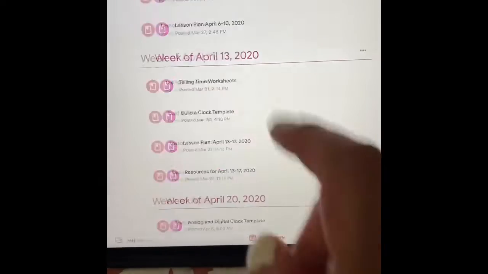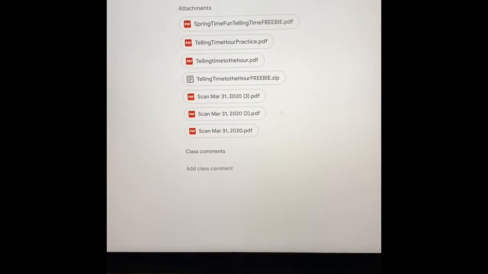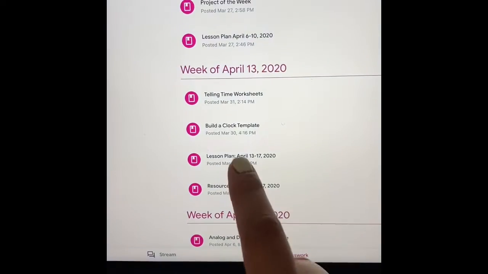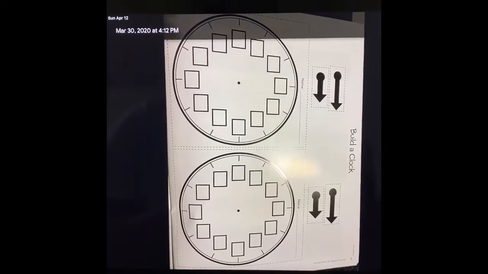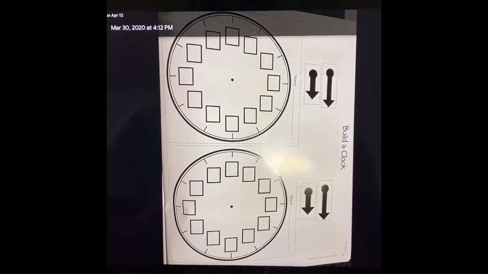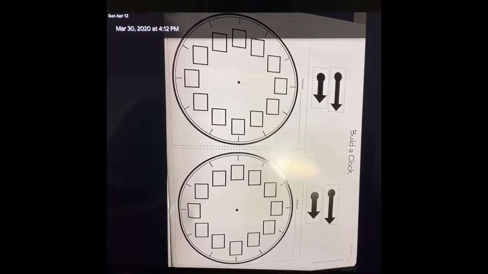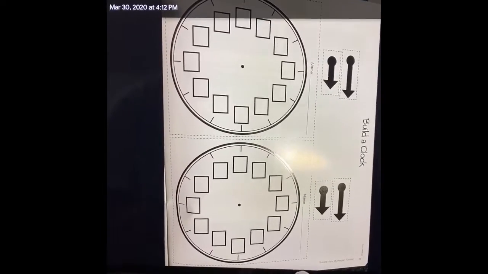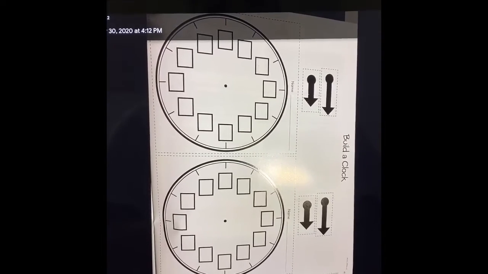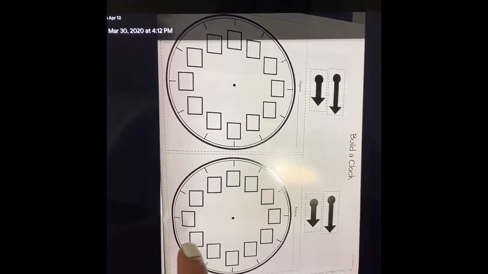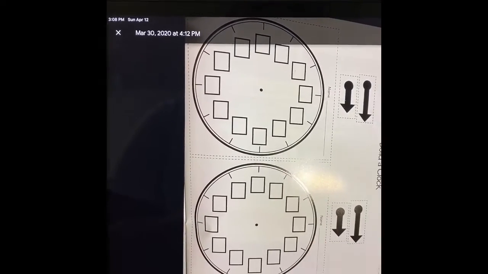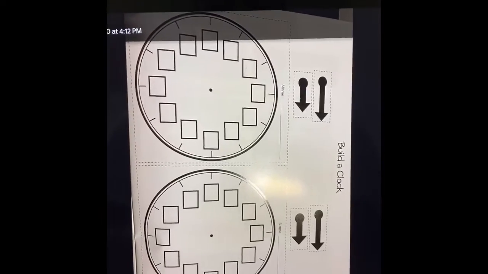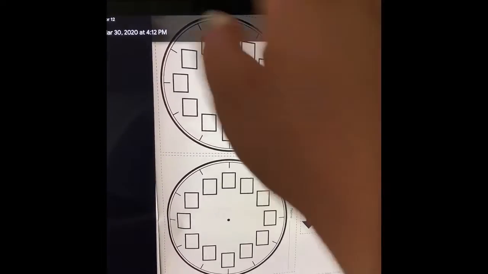We have telling time worksheets. So we have some worksheets for extra practice right here. And we have a build a clock template. I would like every student to try to make their own clock at home. If you're able to, print this one out because this will go along with our activities of the week. As you can see, this clock has blank spaces to put the numbers that tell the hour that we're in, and then it has an hour hand and a minute hand. And if you're unable to print this at home, you can also make your own at home.